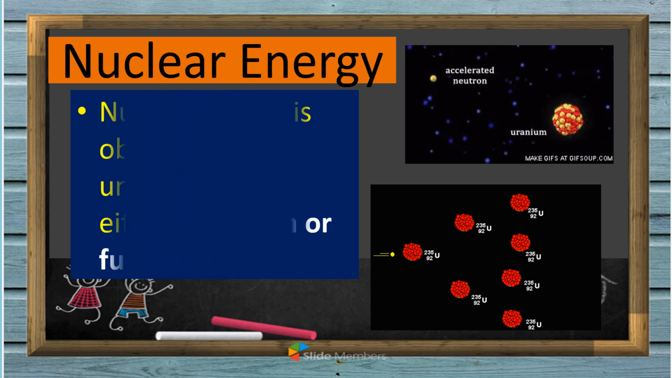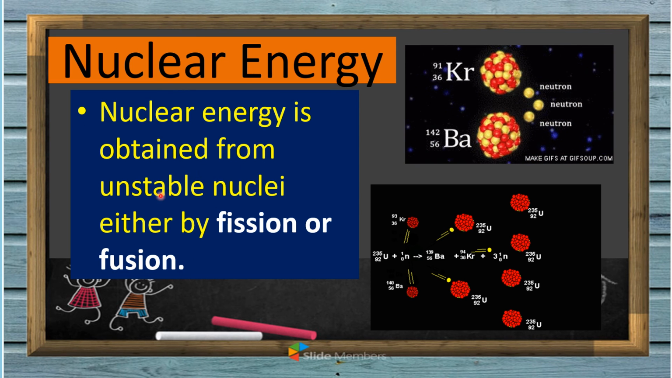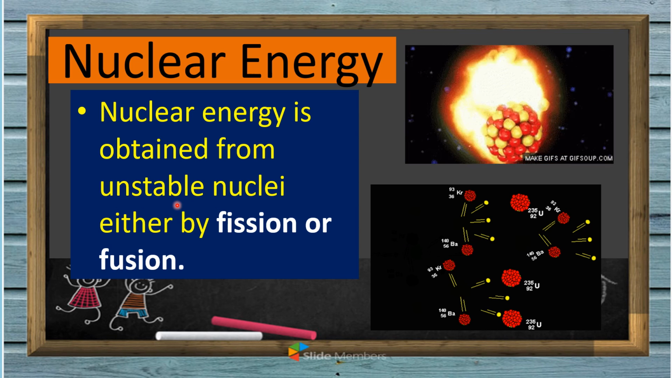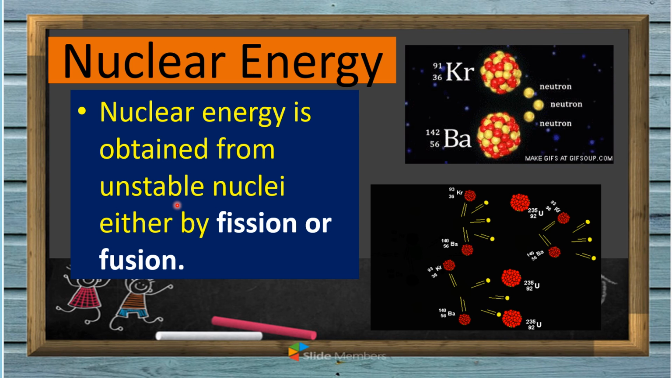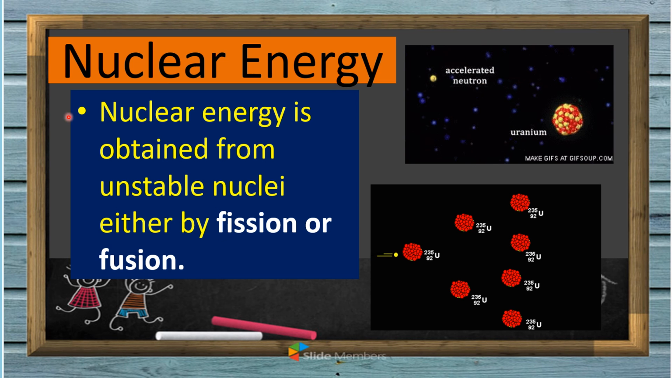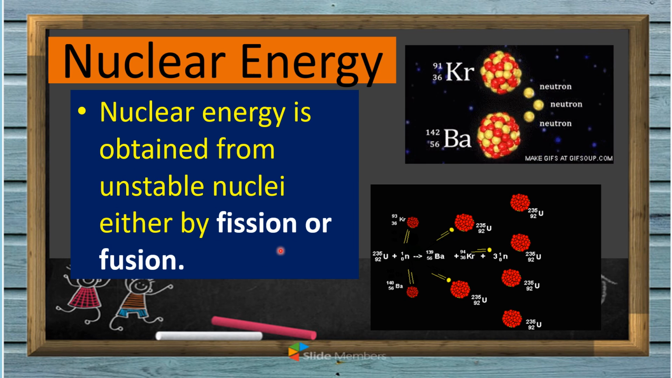So what is nuclear energy? Nuclear energy is obtained from unstable nuclei either by fission or fusion. When we say unstable, meaning the number of protons and neutrons are not equal. That's why nuclear energy can be obtained either by fission or fusion.